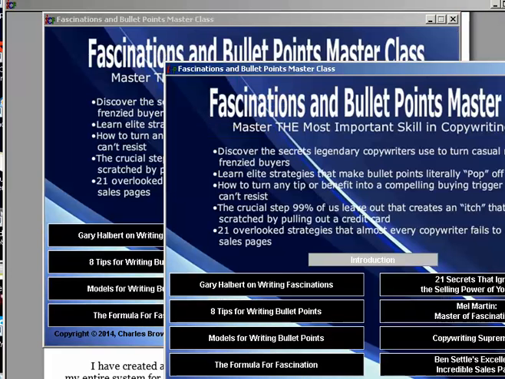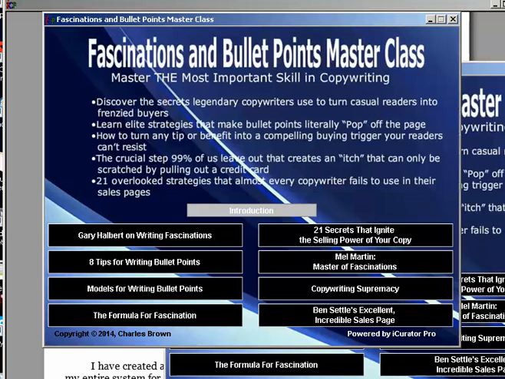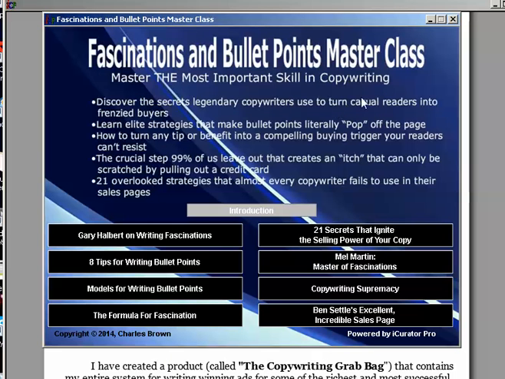So the next, I don't know why this other window is open, so I'm sorry about that. And I keep clicking it, and it stays up. So that was Gary Halbert. There's this 21 secrets to ignite your selling copy, the power of your copy. Those are 21 different formulas on how to write these bullet points, and those are excellent.